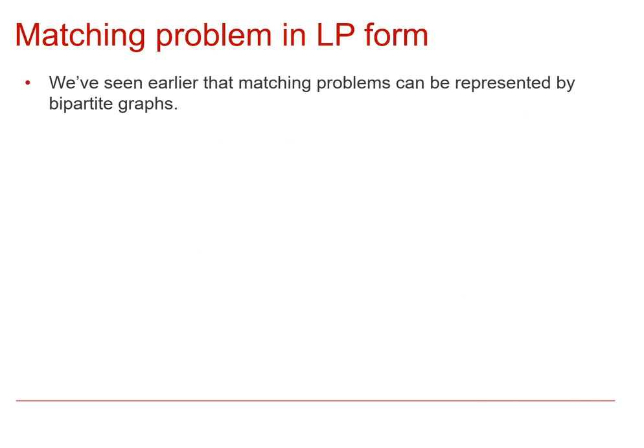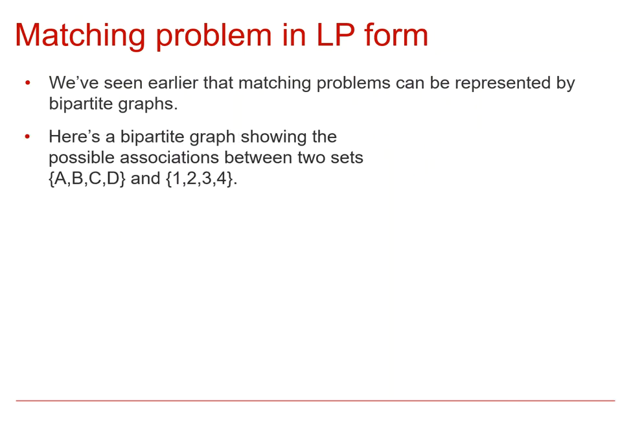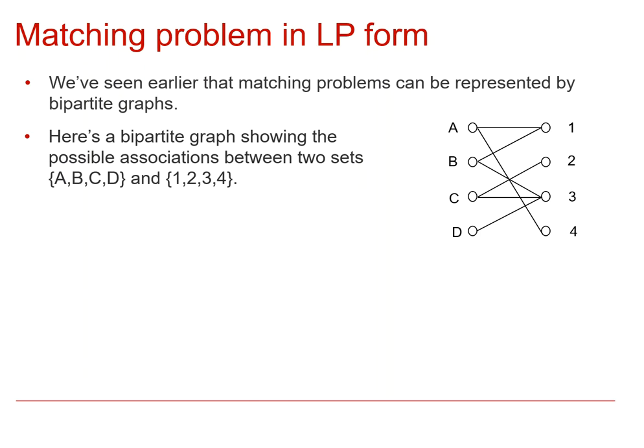So firstly, just a reminder about matching problems. They can be represented by bipartite graphs. For example, in this bipartite graph we've got four nodes A, B, C and D, and another four nodes 1, 2, 3 and 4. They form two separate groups, and there are possible matchings between some of the nodes in this group and some of the nodes in the other.